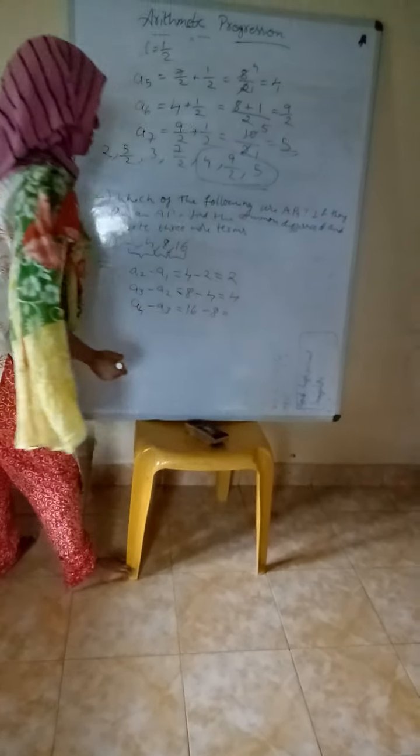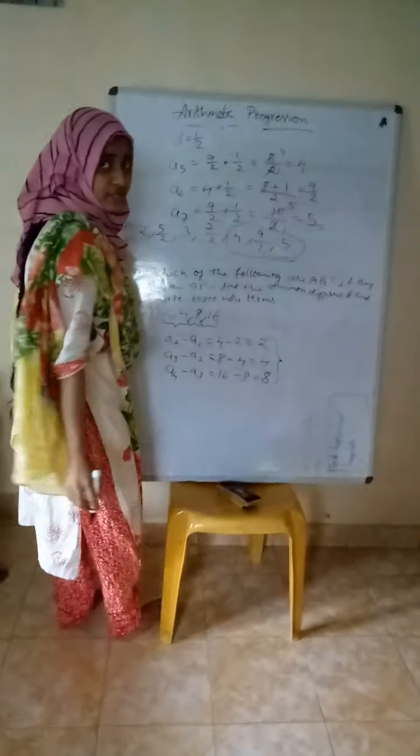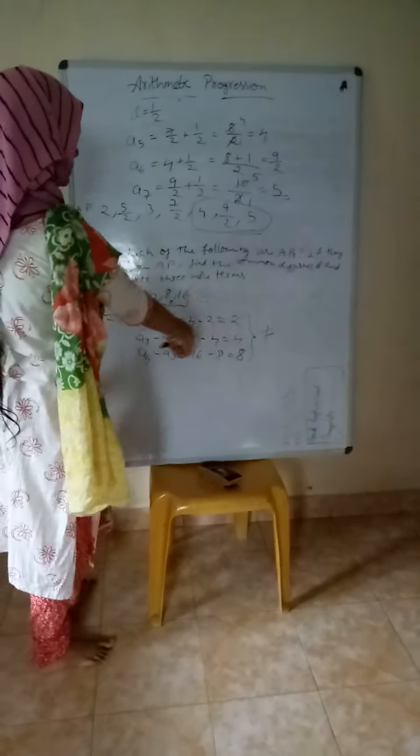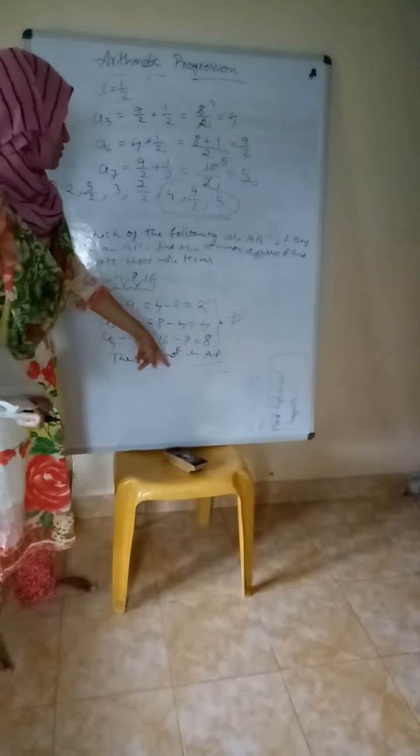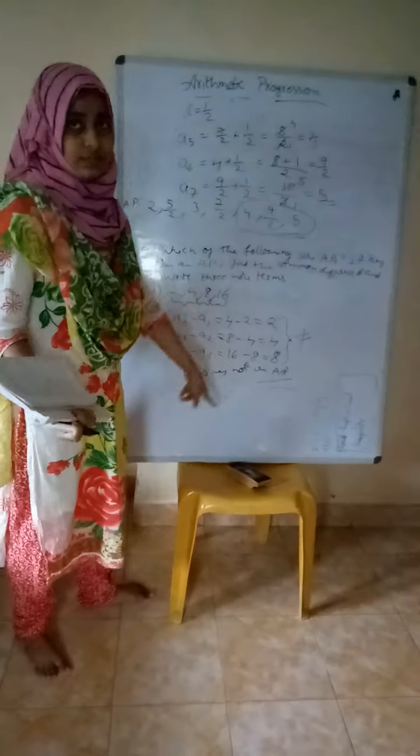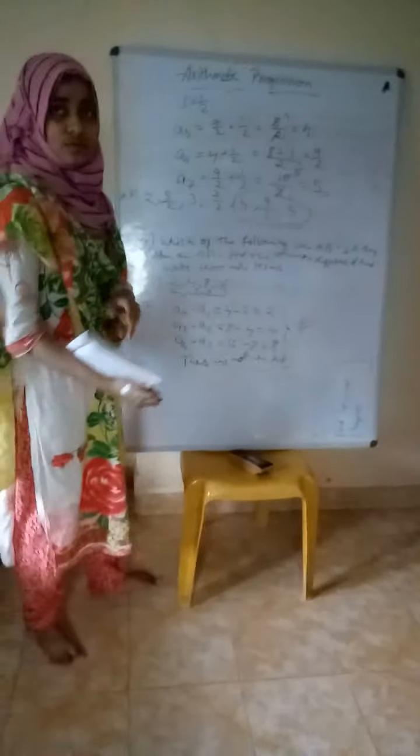So A4 is 16 minus 8. 16 minus 8. How much? 8. So the differences are not equal, right? It is not equal. Differences are not equal. D is not equal means then the given set of expression is not in AP. Therefore, this is not in AP. That much only. What they have said, if it is AP, we have to find the next 3 terms. No, here this is not AP, so we cannot find next 3 terms.